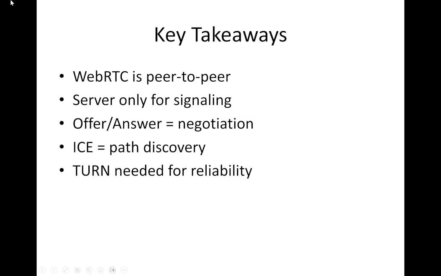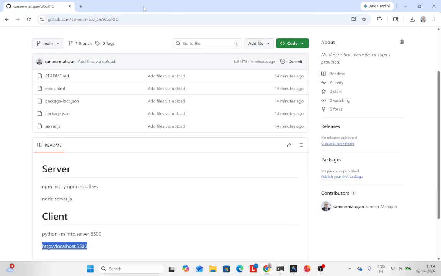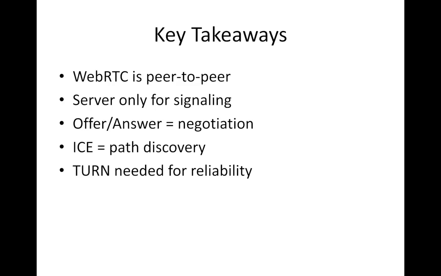So, a summary for WebRTC. WebRTC is peer-to-peer. It uses the server only for signaling. For negotiation, it uses offer and answer. While I'm speaking, you must be listening to my demo code working. Let me stop that so the echo will stop. And ICE is used for path discovery. In the next video, maybe we can look at some production-ready WebRTC, which uses something like a TURN server, which is used for reliability.